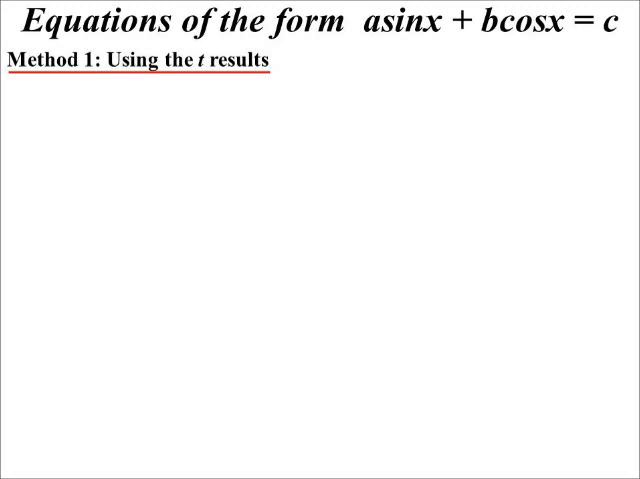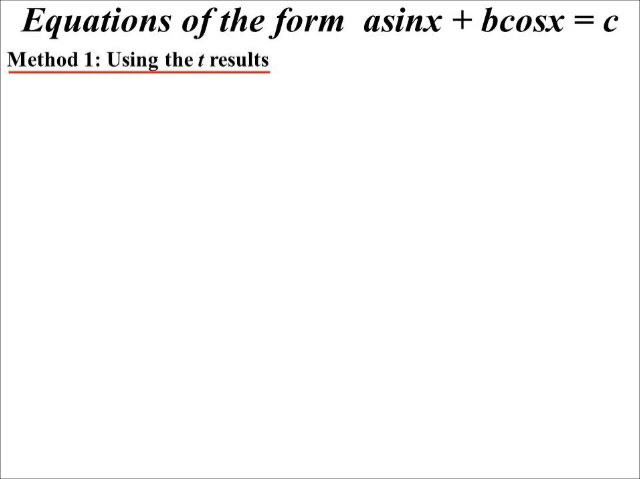We're just going to look at one type of equation today. Equations of this form, where you've got some multiple of sine plus some multiple of cosine equals a number. Then that number is not 0. Because if it was 0, not a problem.